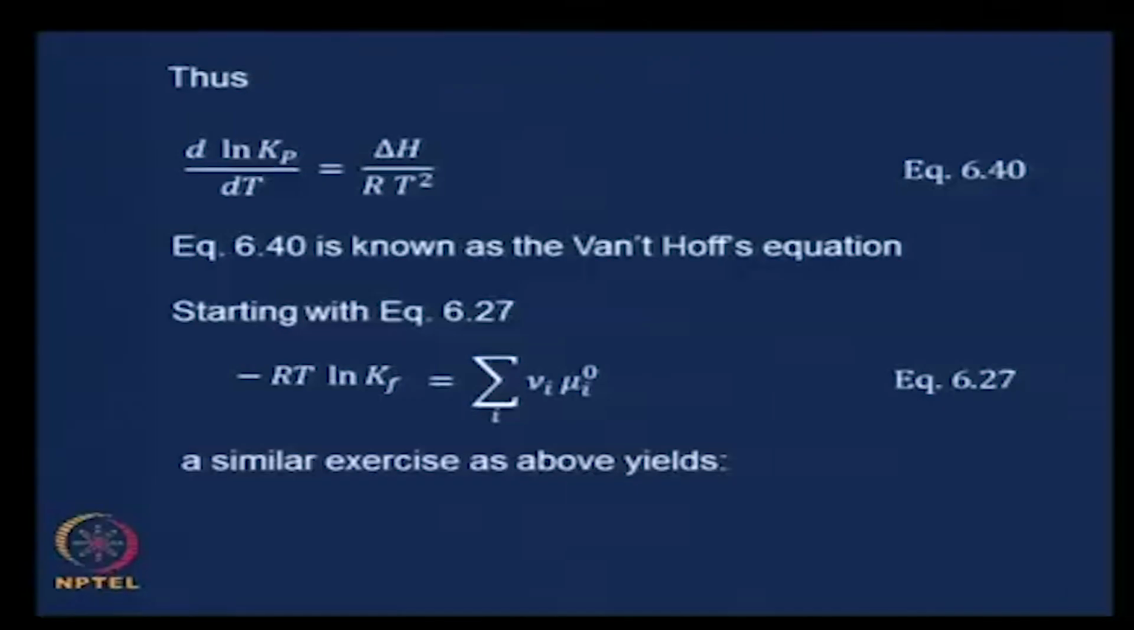Okay. The relationship that we are looking for, you can check whether you got the same, is d ln Kf by dT equals again delta H by RT squared. Just check whether you got that. Let us call this equation 641.